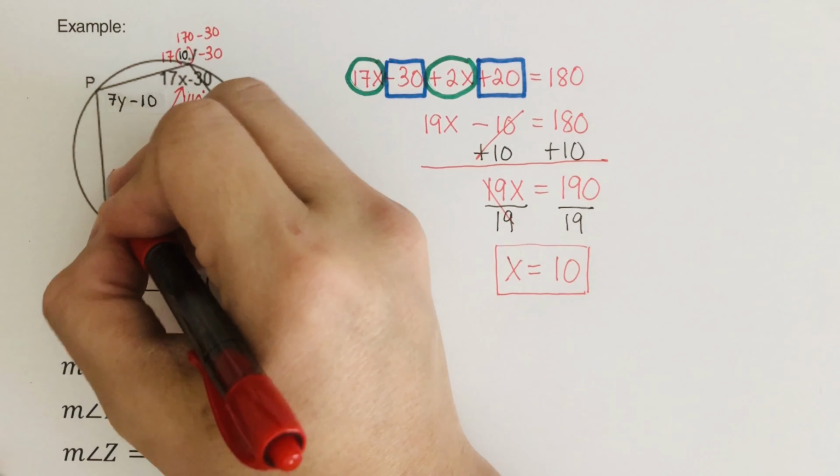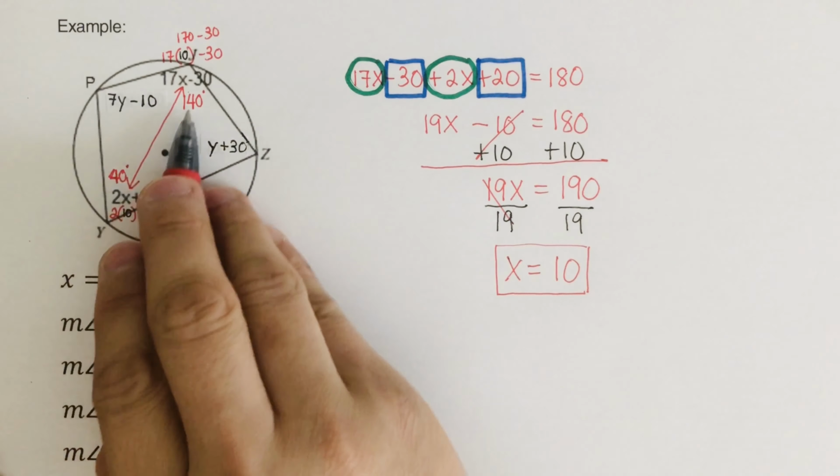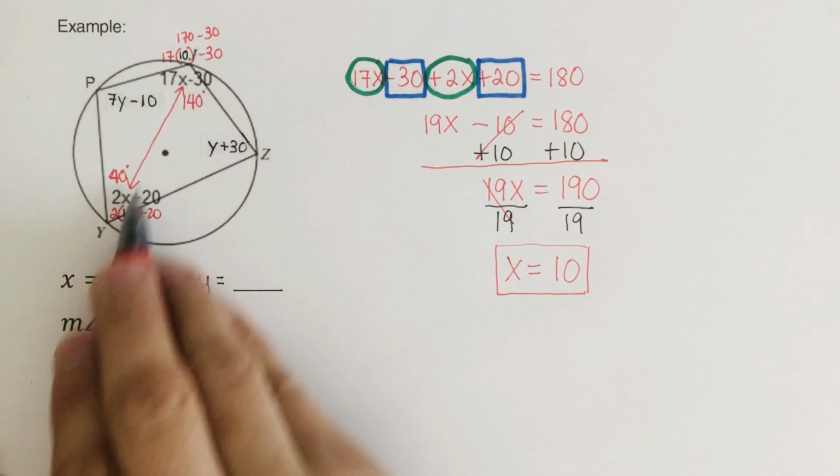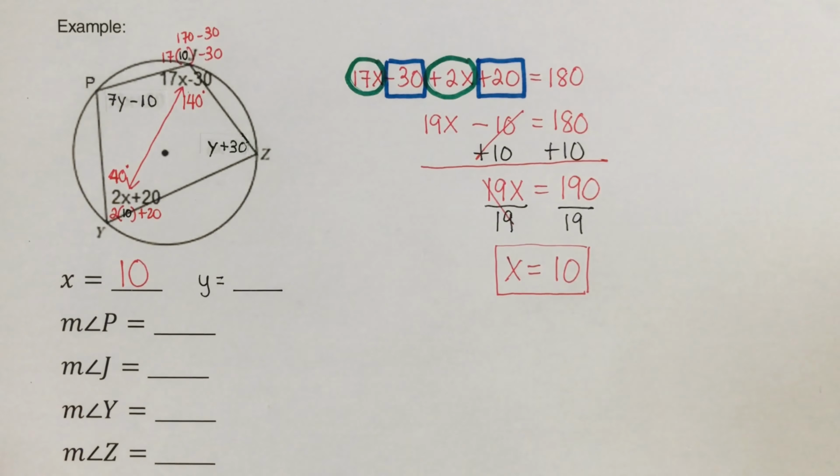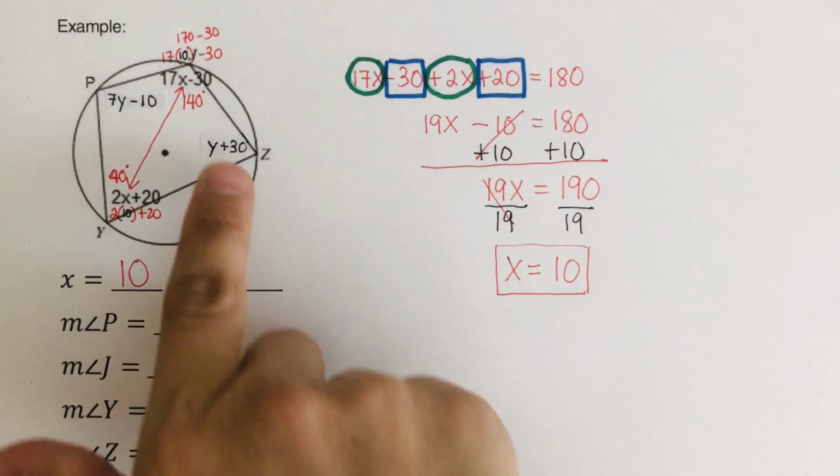And that makes sense because if we have 40 plus 140, their sum, since they're across from each other, is 180. At this time, I would encourage you to pause this video and try to solve for y.